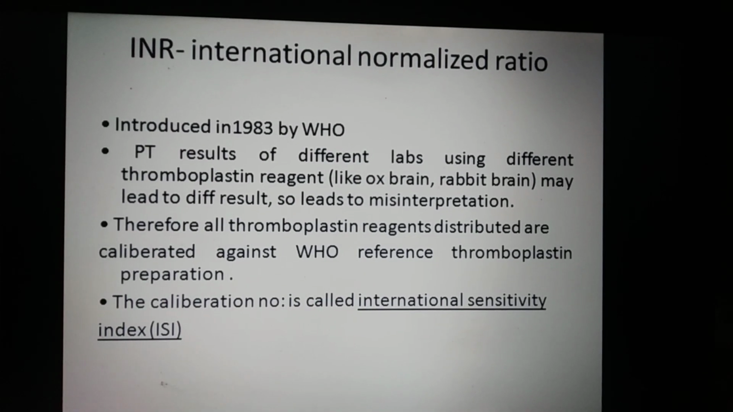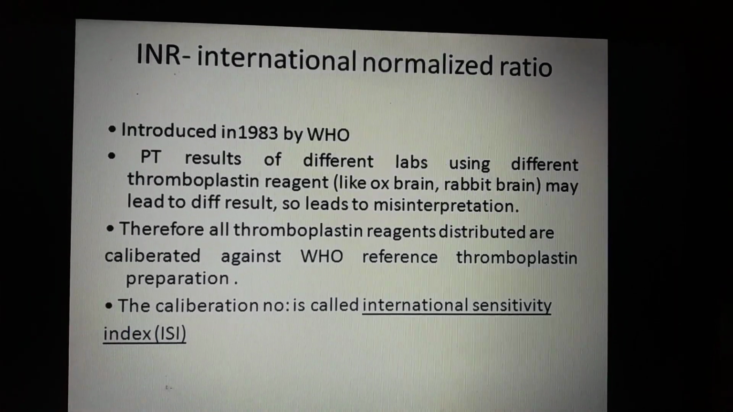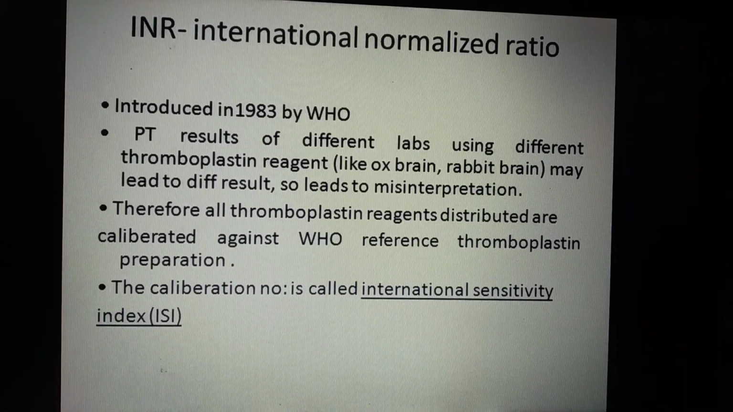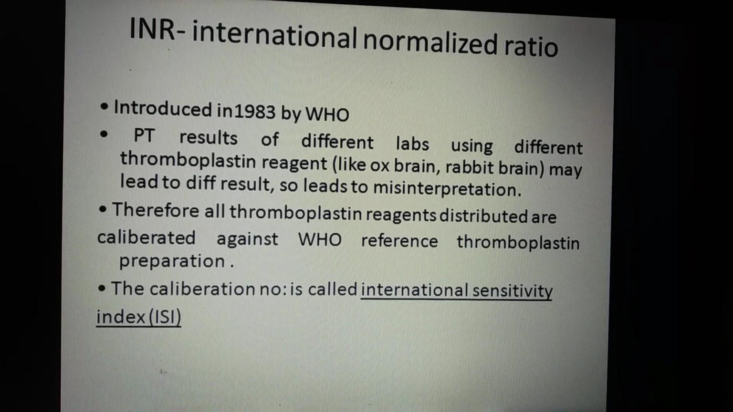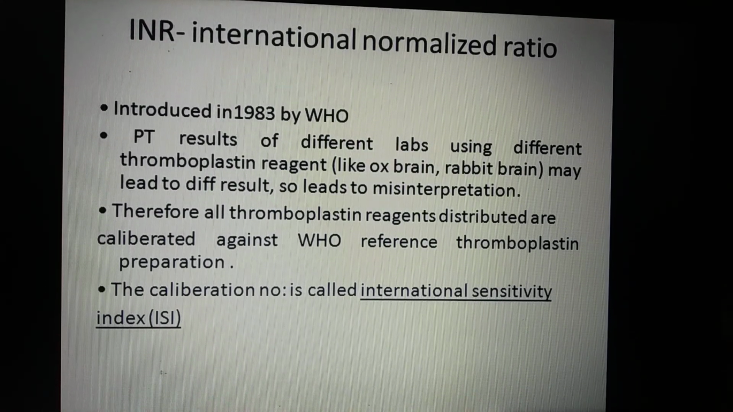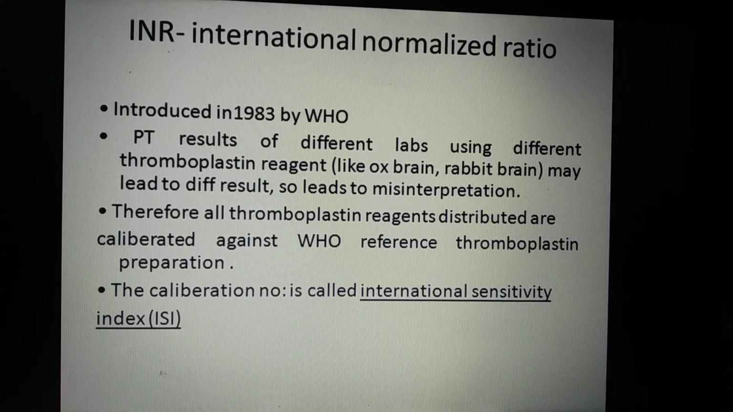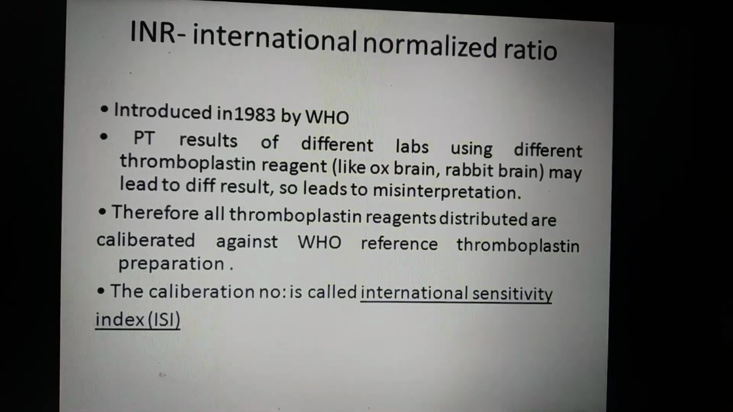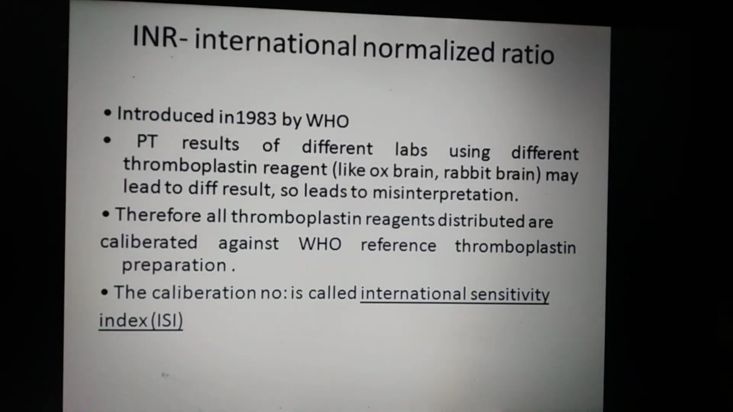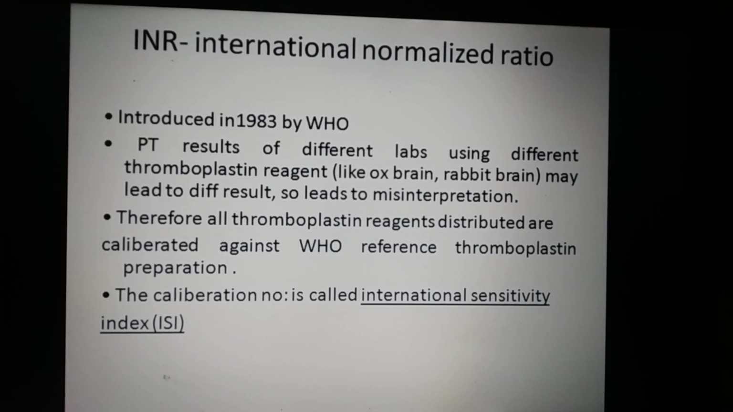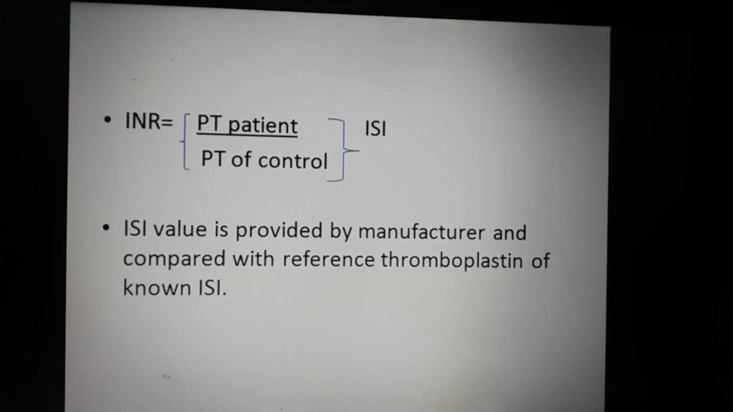Now what is INR? INR is the International Normalized Ratio, which was introduced by WHO in 1983. The prothrombin time results of different labs using different thromboplastin reagents, like ox brain or rabbit brain, may lead to different results. So that leads to misinterpretation. Therefore, all the thromboplastin reagents distributed are calibrated against the WHO reference thromboplastin preparation, and the calibration number is called the International Sensitivity Index, that is ISI.